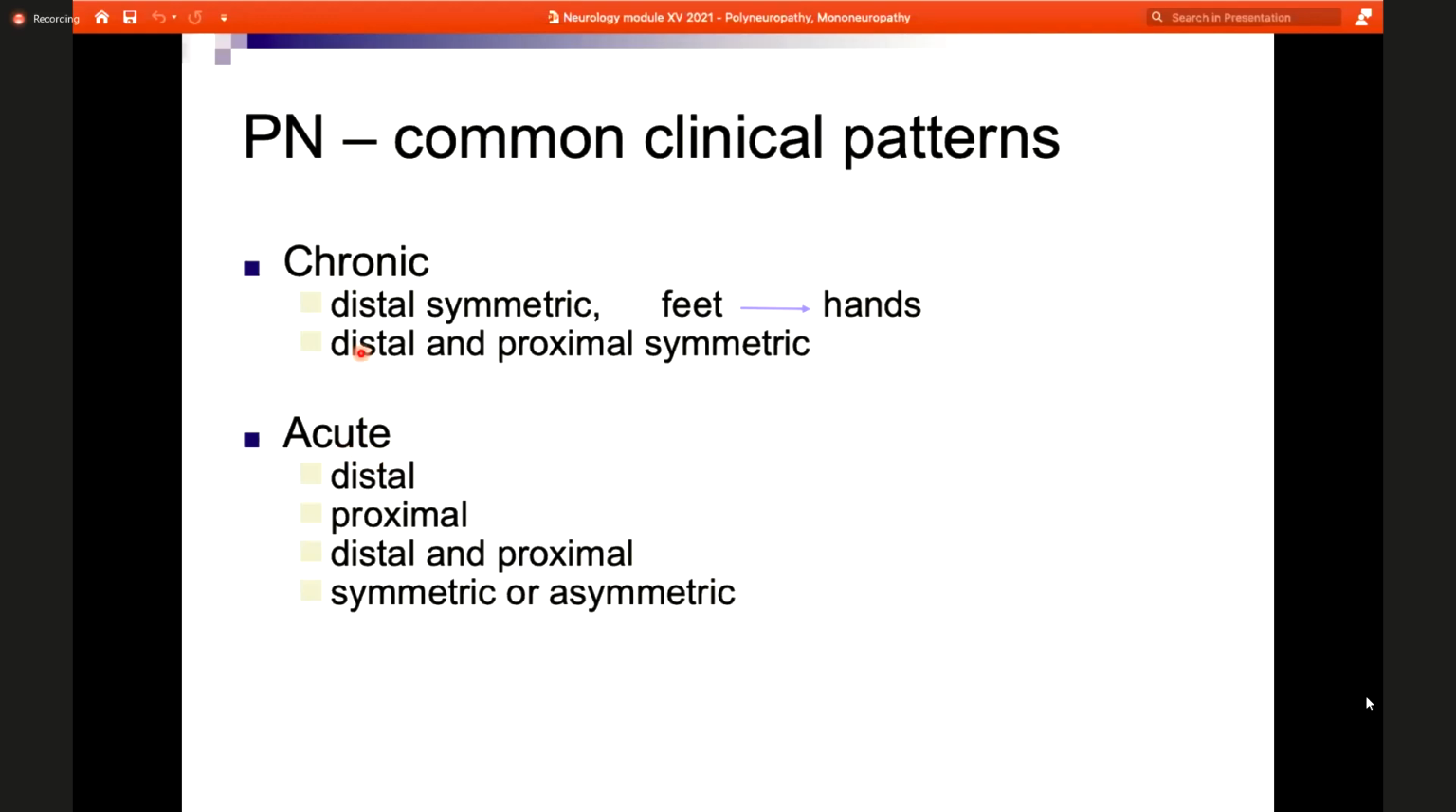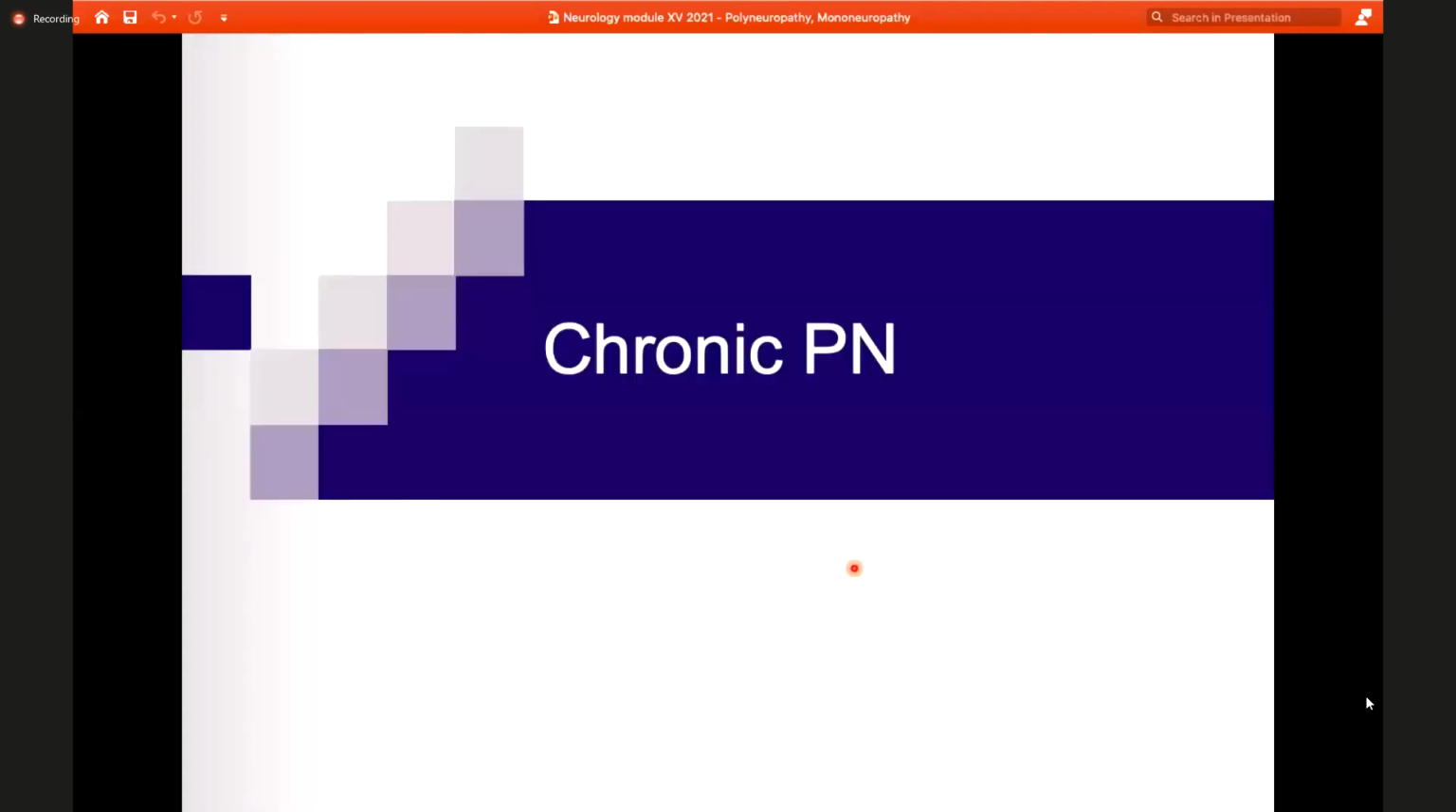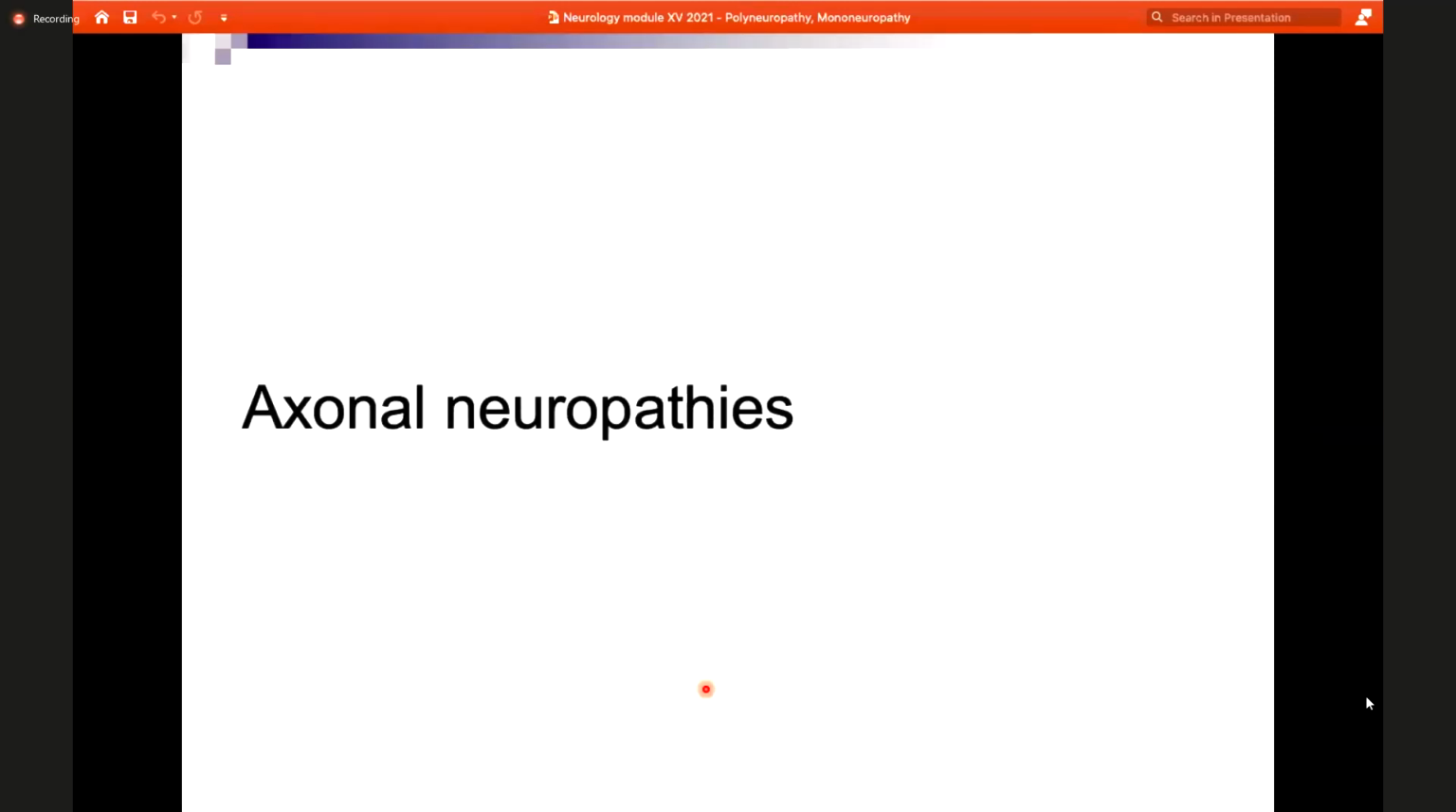If it is acute polyneuropathy, the story is different. It can be actually any pattern. It can be distal, it can be proximal, distal and proximal, symmetric, asymmetric. Sometimes it can be distal in the legs, proximal in the arms, or the other way, proximal in the legs, distal in the arm, and so on. So there's no particular pattern for acute neuropathies. So diagnosis of acute neuropathy is a bit difficult clinically. So, chronic polyneuropathies. We divided chronic polyneuropathies into two, axonal and demyelinating.